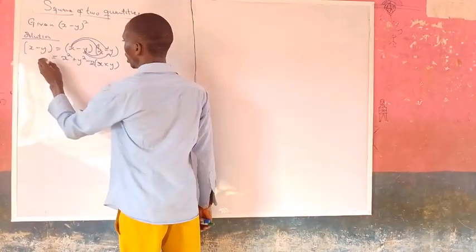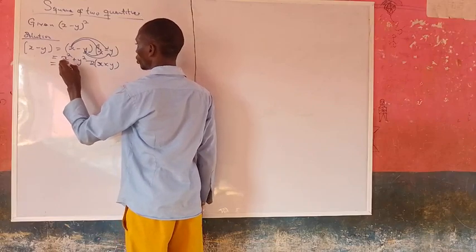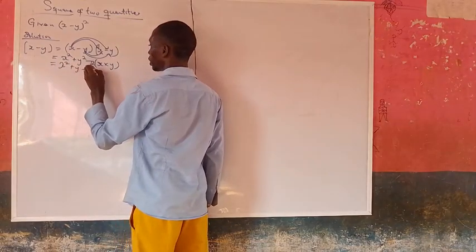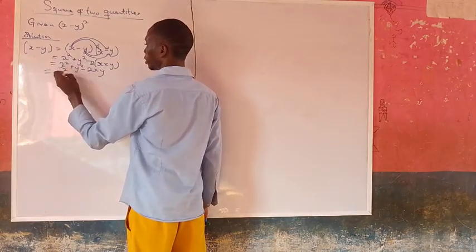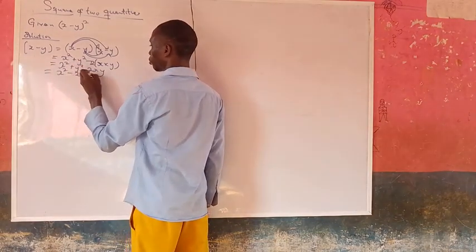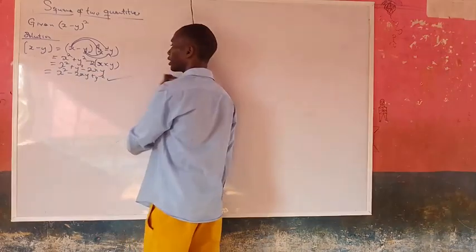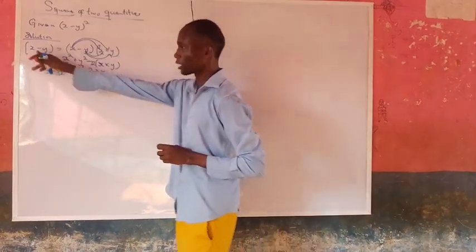But look at it now. I'm going to have what? x squared plus y squared minus 2xy. And this is written as what? x squared minus 2xy plus y squared. Correct. If you expand this now, let's check.